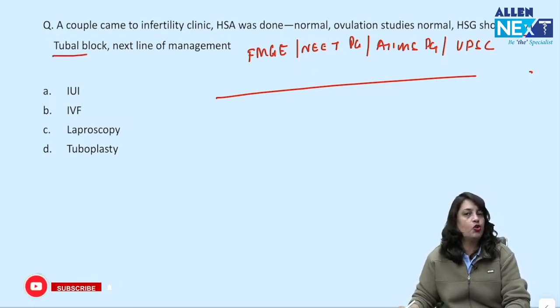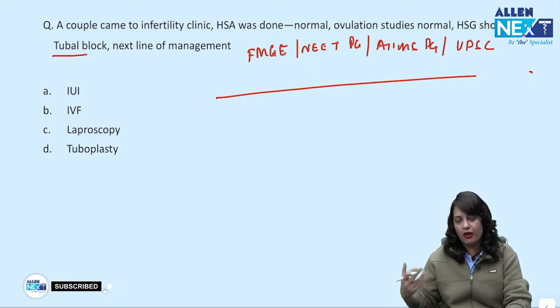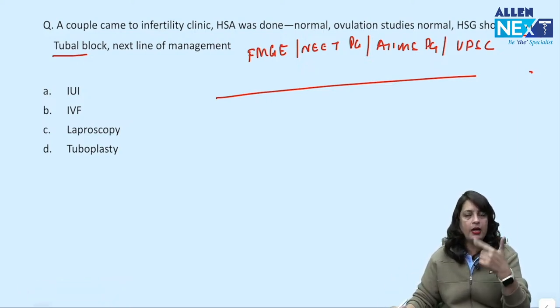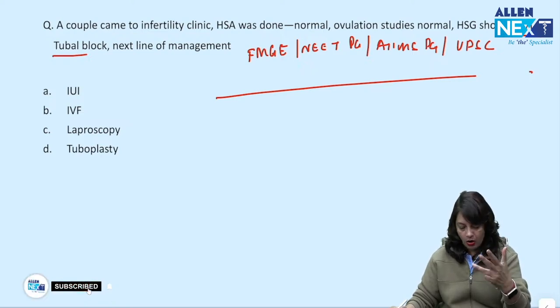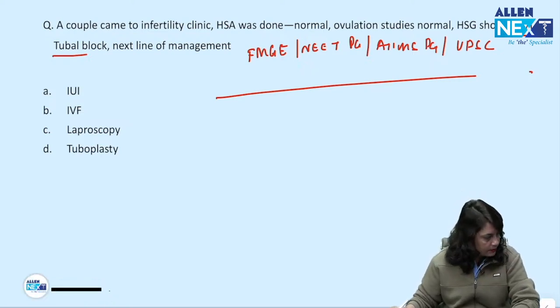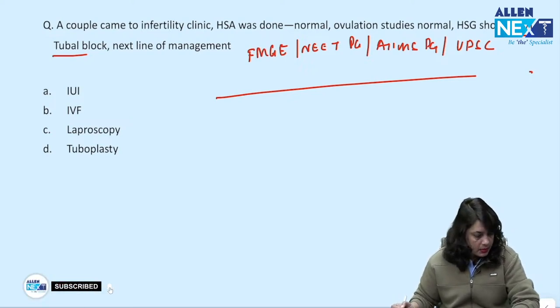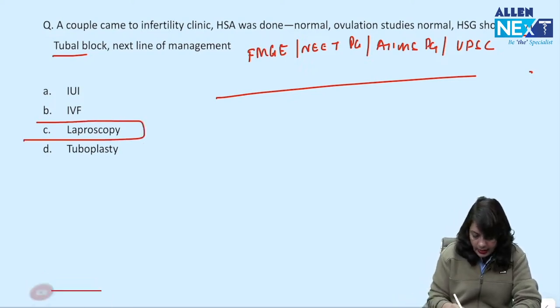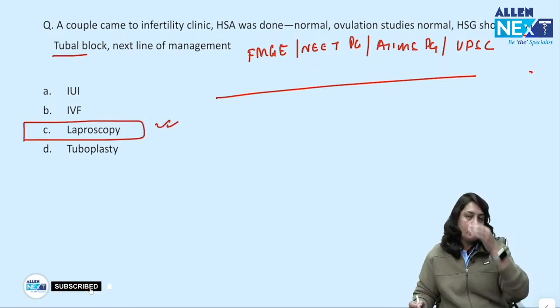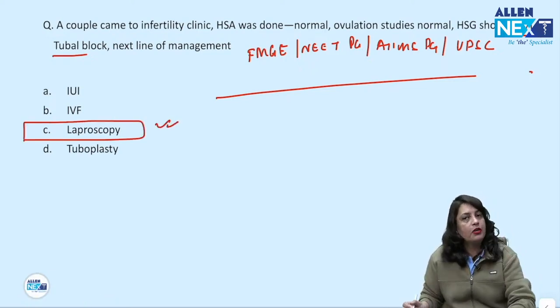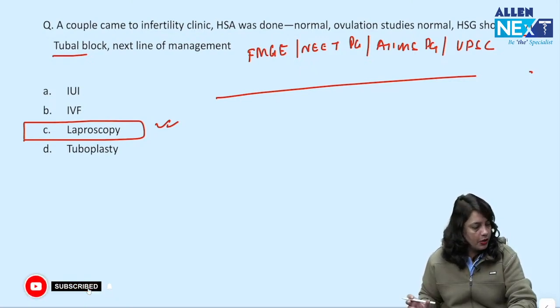So, HSG is showing a tubal block. What is your next plan of management? Are you going to do IUI, IVF, laparoscopy or tuboplasty? What's your answer? I have just now covered what is important. So, is it IUI, IVF, laparoscopy or tuboplasty? Yes, the correct answer is laparoscopy, because you can check the tubal patency, you can confirm by laparoscopic chromotubation.